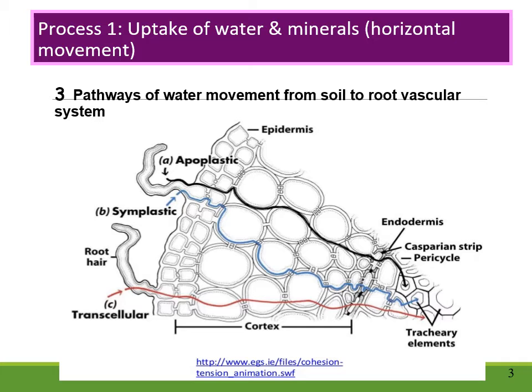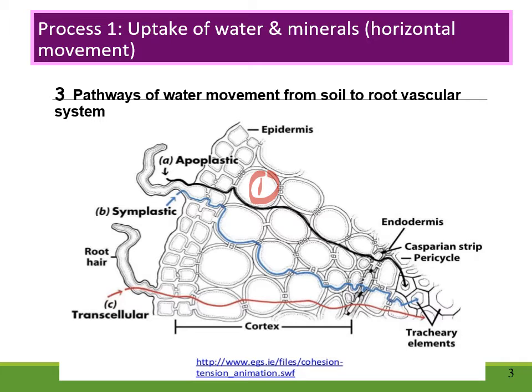So we look at process 1, uptake of water and minerals by horizontal movement. There are three pathways of water movement from soil to root vascular systems. The first one is the apoplast pathway. Here, water will move along cell walls and through adjoining cell walls as well as through the intercellular space between the cells.